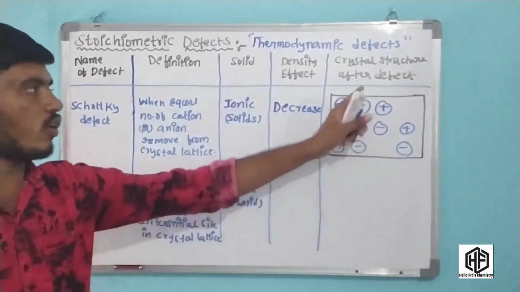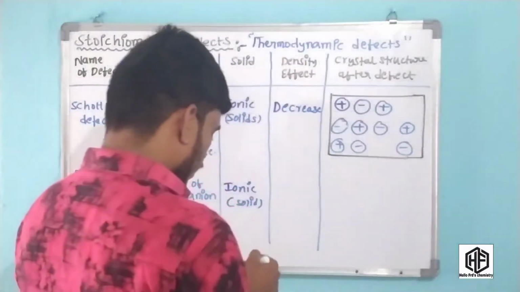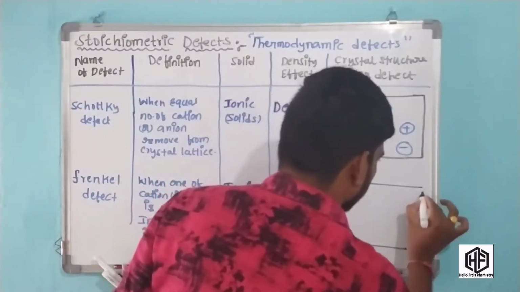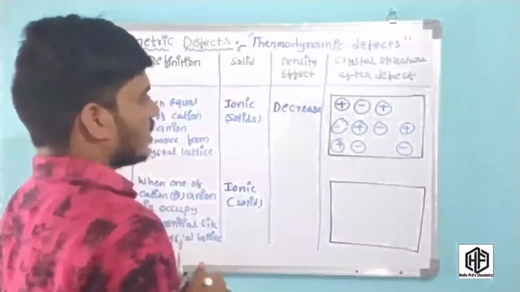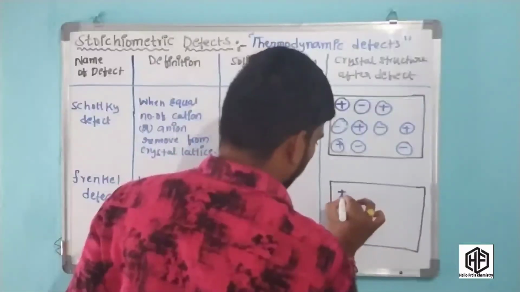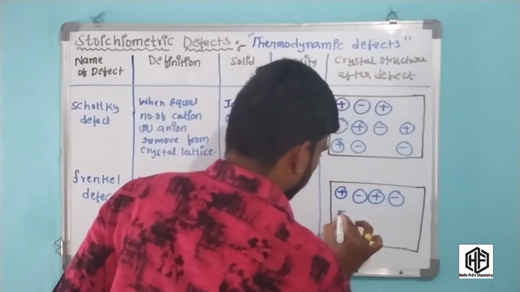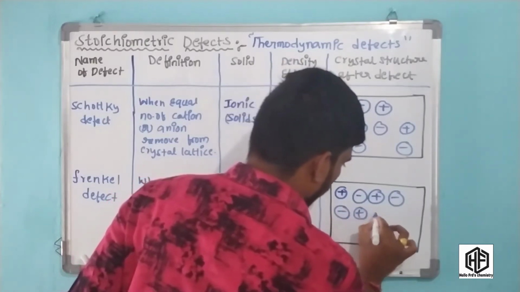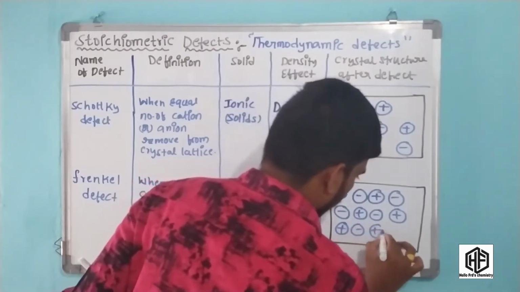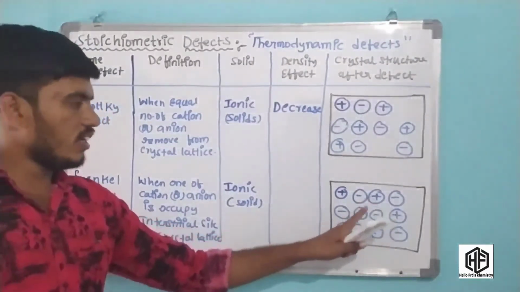Now we have to understand the crystal structure after the defect. I am representing the crystal structure like this. In the crystal structure, cations and anions are arranged alternately: cation and anion, anion and cation, in this pattern.